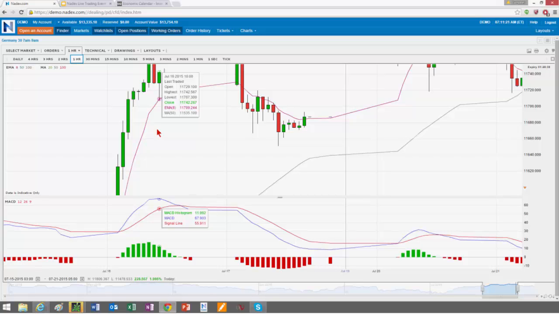strategy. Antoinette, it says, what pair is this? This is actually not a currency pair. It's the German DAX market. In Nadex, they call it the Germany 30 market.